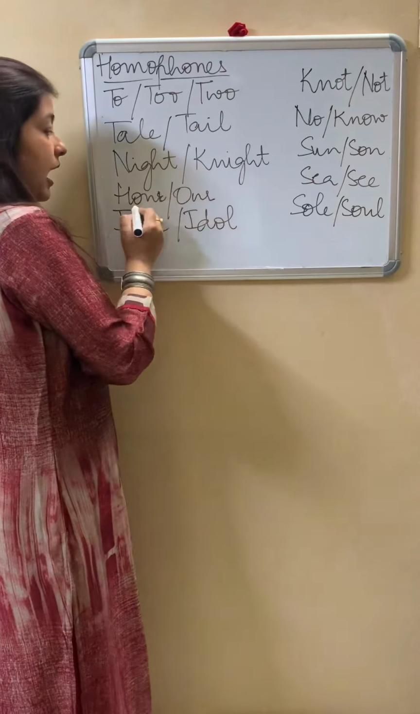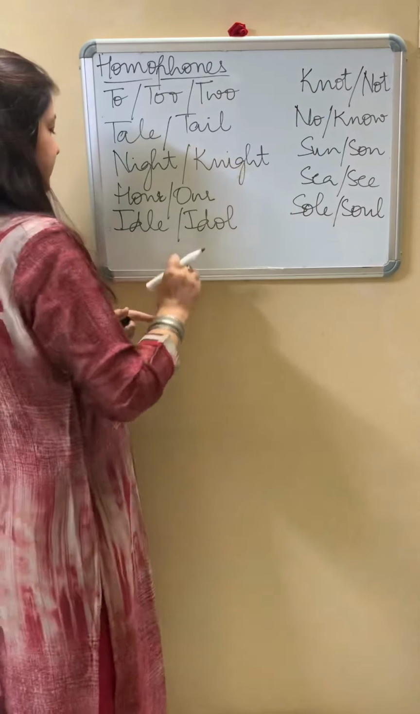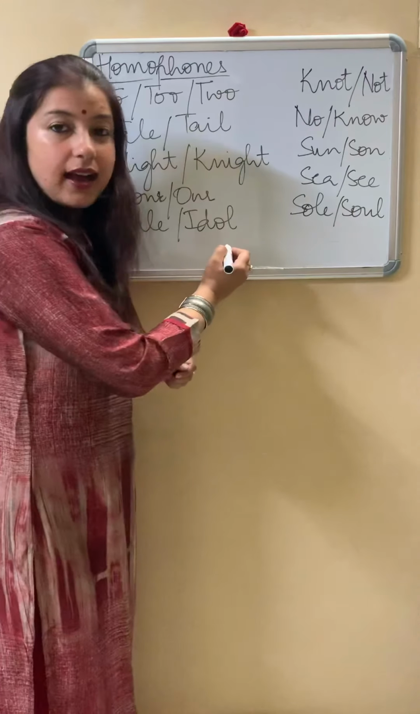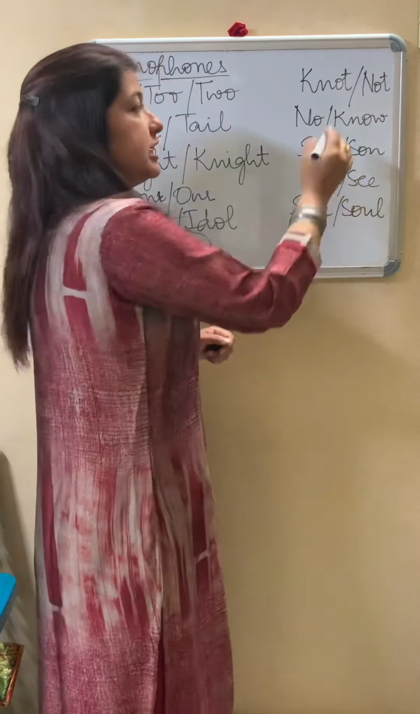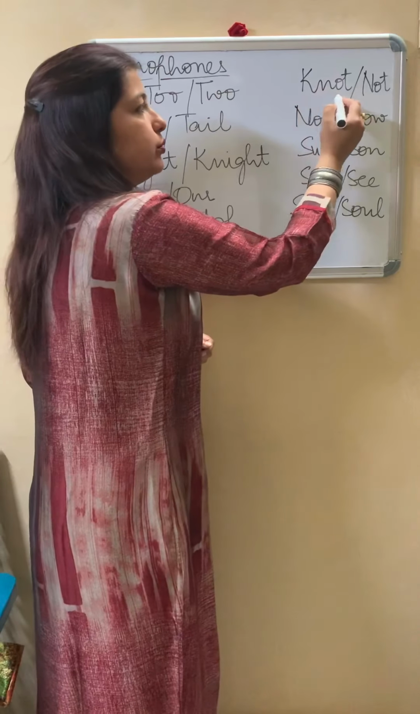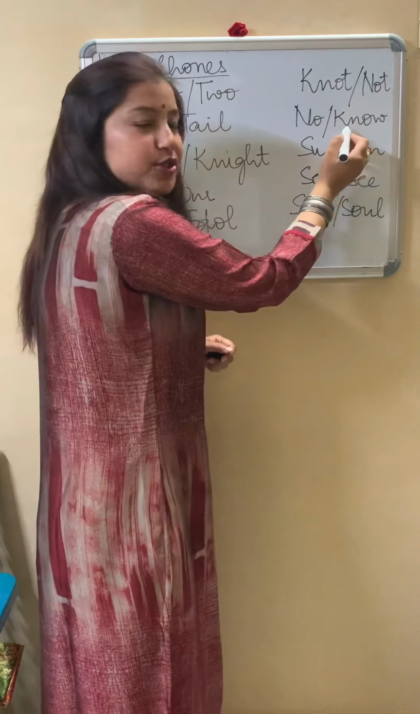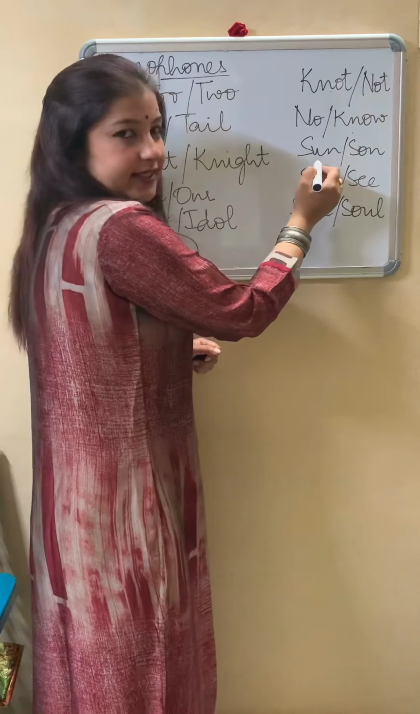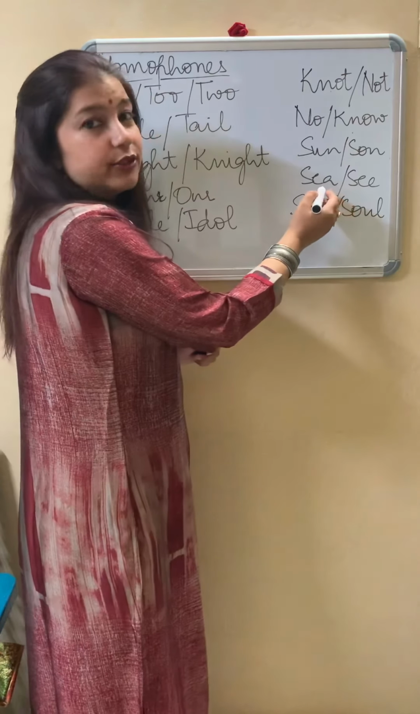Then, the hour hand of our watch has fallen, right? Then, sitting idle, he thought of worshipping his idol twice. Not and knot. She does not know how to tie the knot. No, she does not know. Then, my son likes to sit in the sun. I can see the sea from the window.